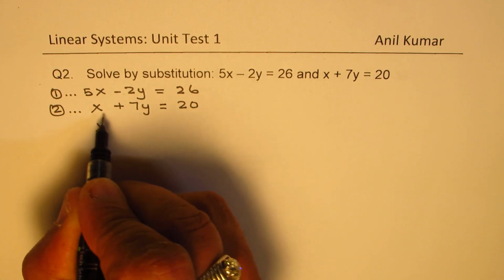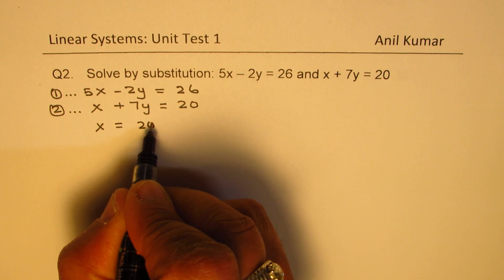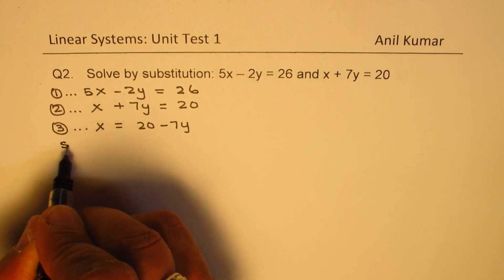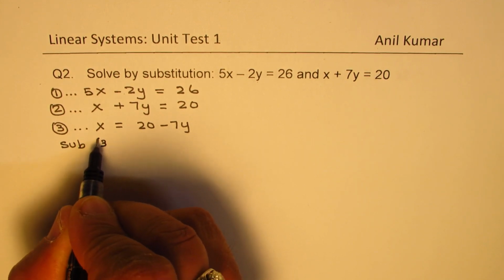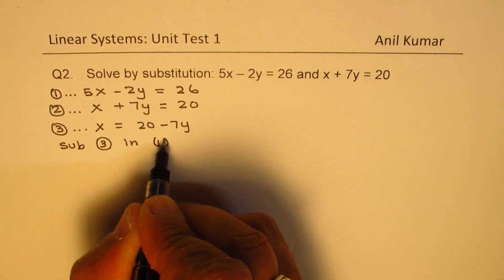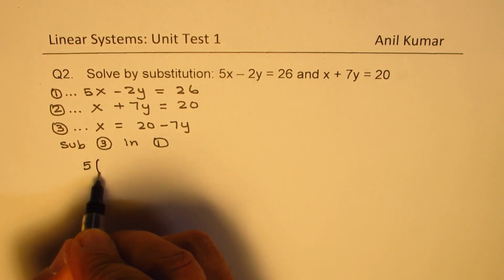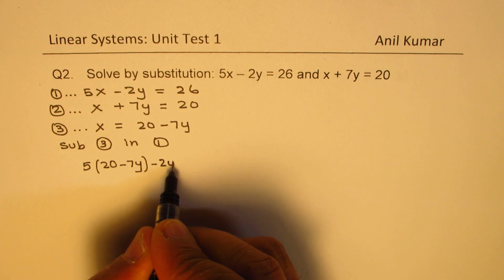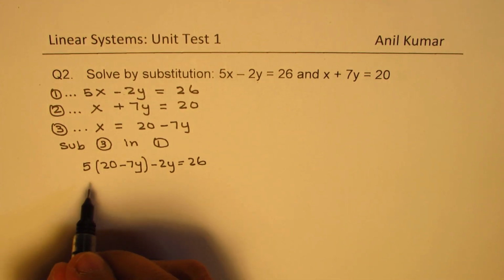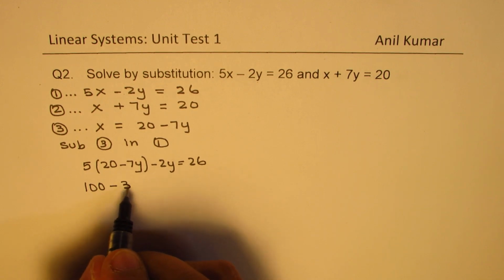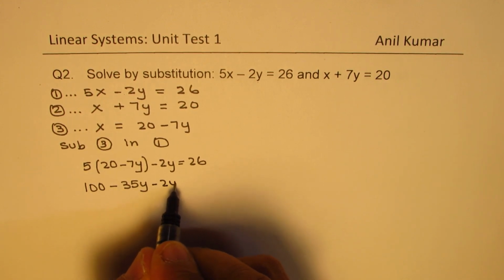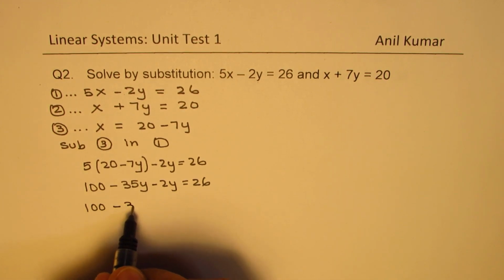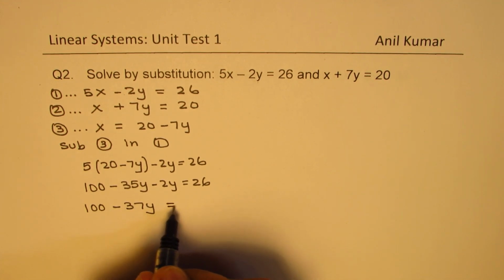Now from the second equation we can isolate x, which can be written as 20 minus 7y, right? So that's our equation number 3. Now let us substitute the value of x from equation 3 in equation 1. So we get 5 times (20 minus 7y) minus 2y equals 26. Open the bracket, so we get 100 minus 35y minus 2y equals 26. That gives you 100 minus 37y equals 26.